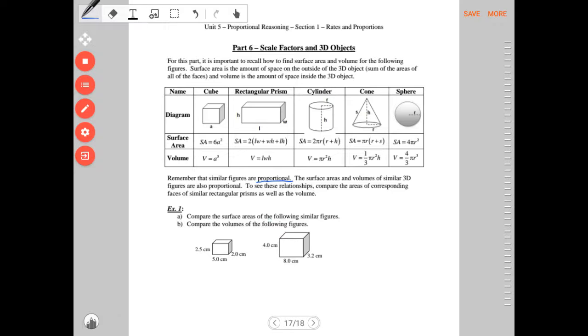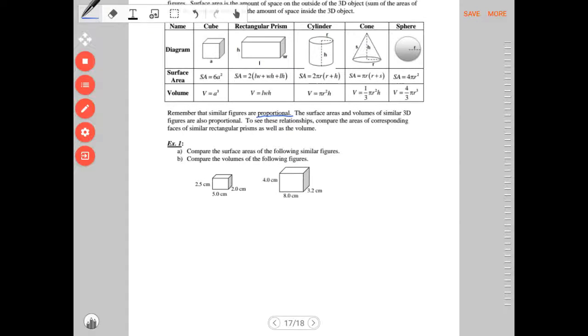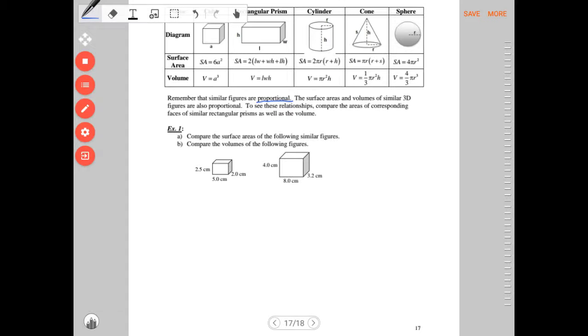Compare the surface areas of the following similar figures, and then part B says compare the volumes. So we're going to compare the surface areas and the volumes of these two figures below. First, surface area. These are rectangular prisms as opposed to cubes because all the sides have different lengths, so we're going to use this formula up here: surface area is 2 times the bracket length times width plus width times height plus length times height.